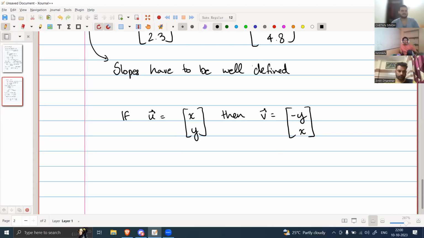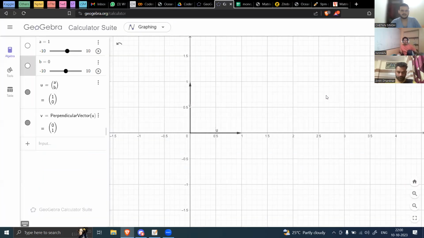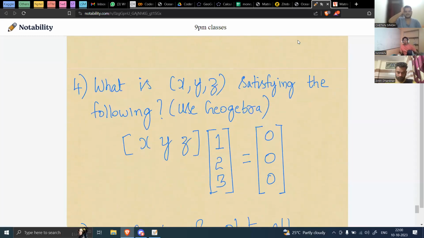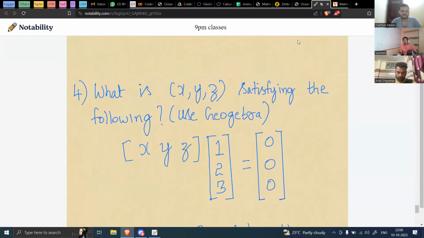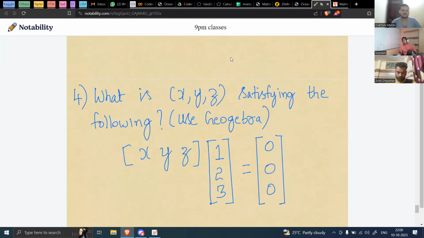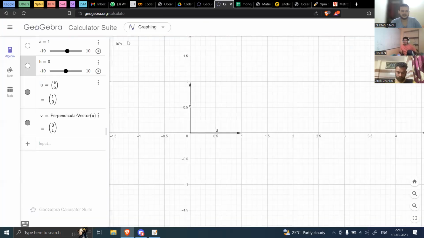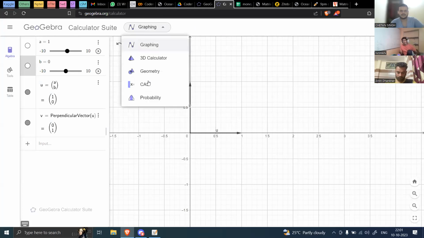The next question says: what are x comma y comma z satisfying the following? Use GeoGebra. The row vector x, y, z multiplied with the column vector 1, comma 2, comma 3 gives us 0. So for this, we'll need a 3D calculator. Let me put a link to the 3D calculator in the chat box.